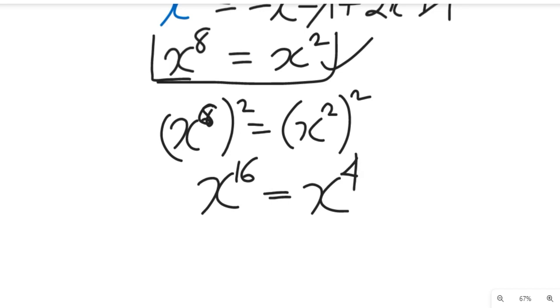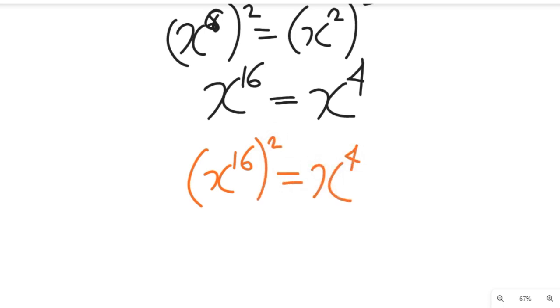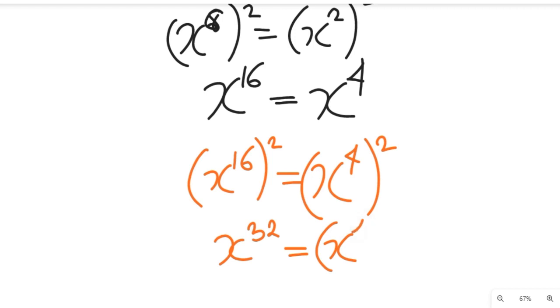So having done this, remember our main aim is to get x to the power of 32. So what we need to do is still yet to square both sides. So we'll have our x to the power of 16 all squared equal to x to the power of 4 all squared. And this will give us x to the power of 32 equal to x to the power of 4 all squared.